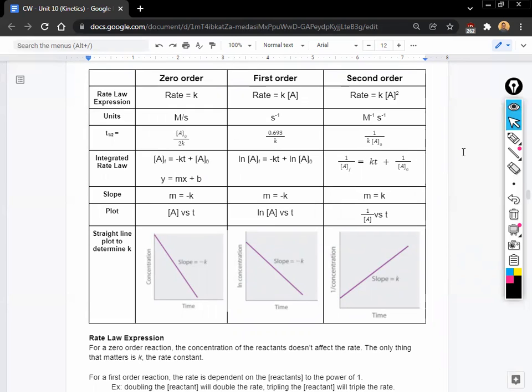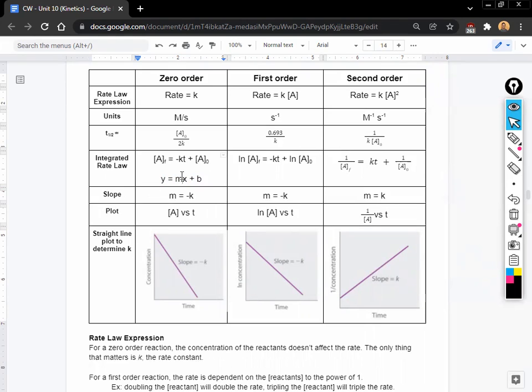So if you take a look at all this stuff, you can read more about it in your reading, which everybody does. I have the units of measurement for you. T1/2 is the half-life, the equation to figure out how long it takes for half of that concentration to disappear. The integrated rate law is, you know y equals mx plus b, right? The equation for a line, where the slope is m.